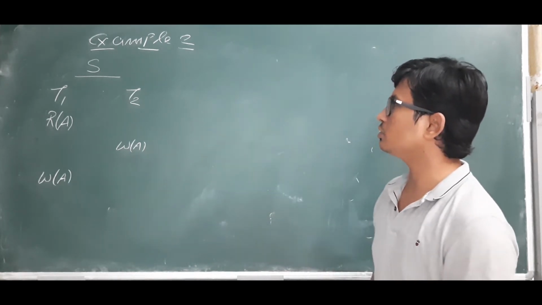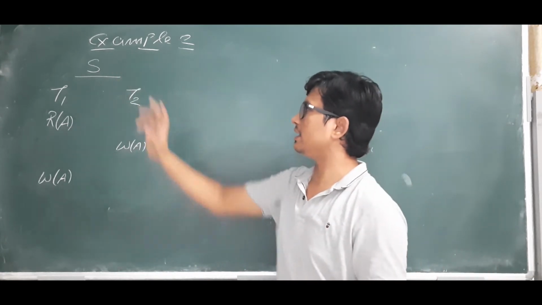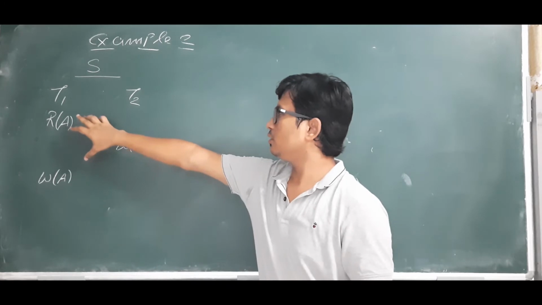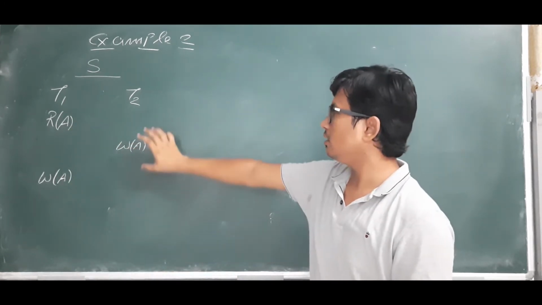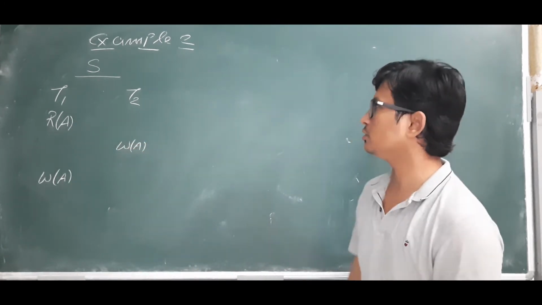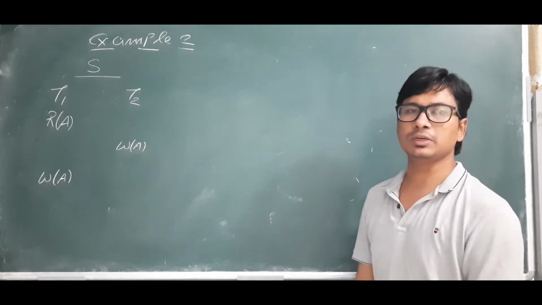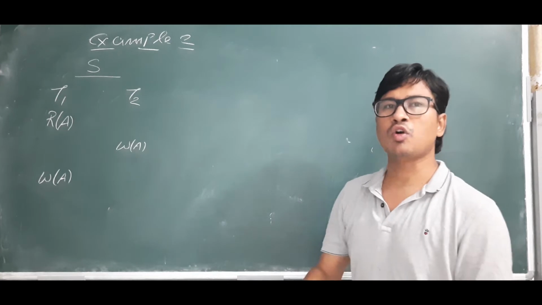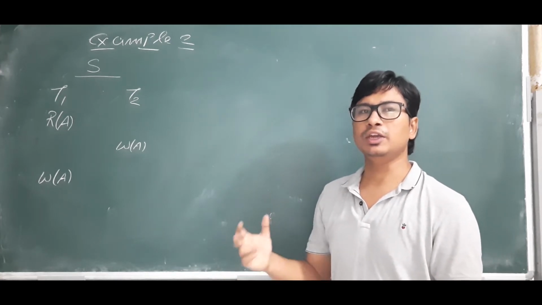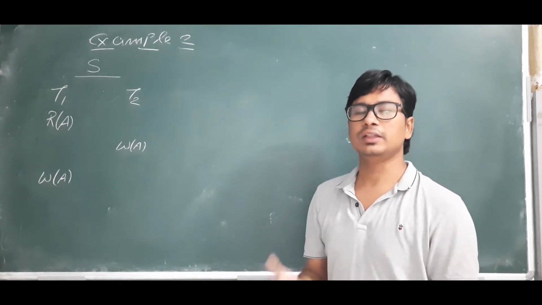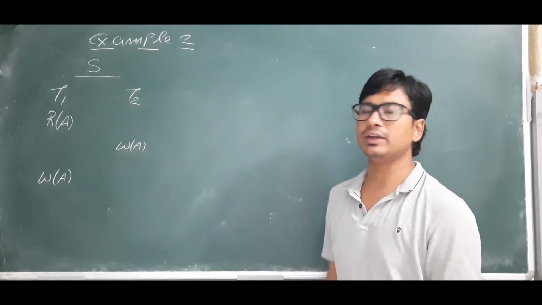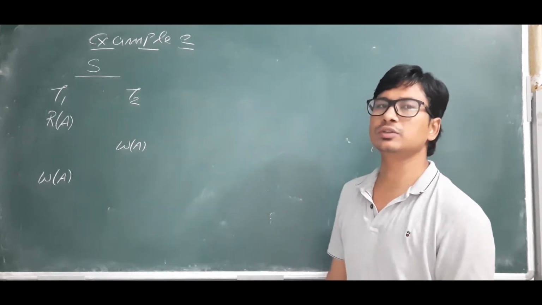Okay, so come to this question. They have given a schedule S which consists of two transactions, with two operations in transaction 1 and one operation in transaction 2. So what is conflict serializability? If a given schedule S is conflict equivalent to any of its serial schedules, then we say that it is conflict serializable. So first we need to find how many serial schedules are possible.